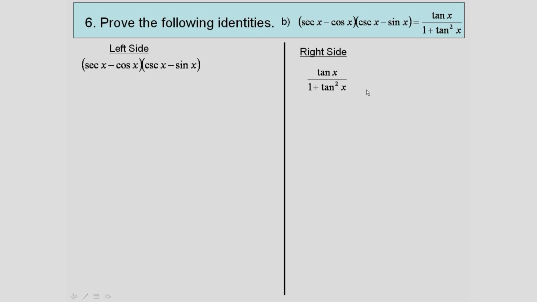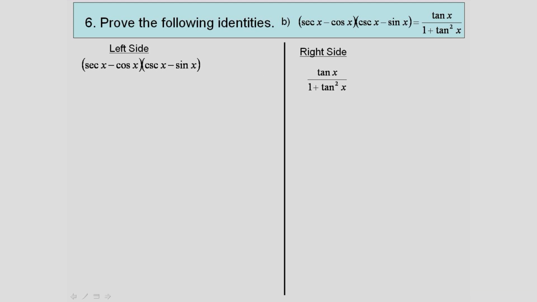All right, so pencil goes down. We need to look at this for a minute and kind of decide where to start. The first issue that we see is that there are secants, cosines, cosecants, sines, and tans involved. Lots of different types of trig ratios going on here. Usually when that happens, what you'll want to do is get everything in terms of sines and cosines. So that's what we're going to do here.